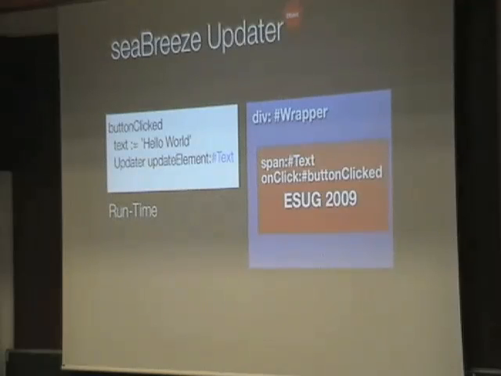If you have a structure like on the right side, you have a div, called wrapper in this case, you have a span called text, and if you click on the span, the button clicked method will be called, and it will set the new text, and then it will call update the element text, and the new text will appear on the website, and that's it. And you specify which element you want to update at runtime, which is much more convenient, I think.